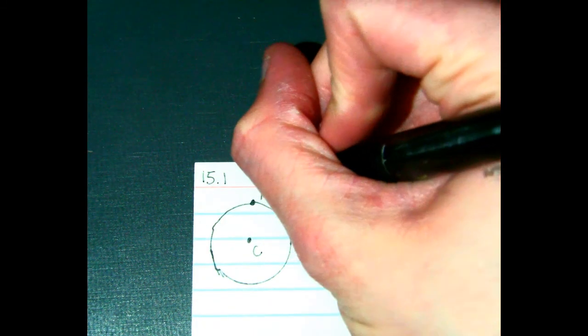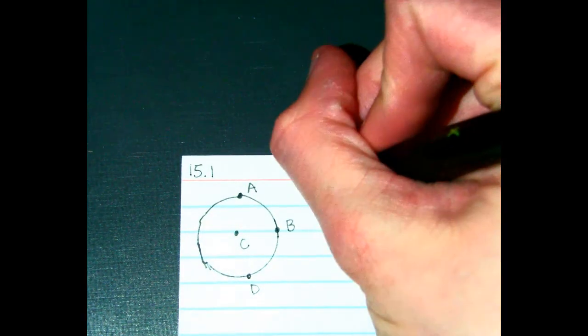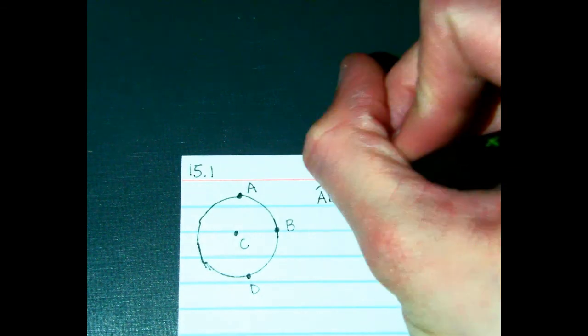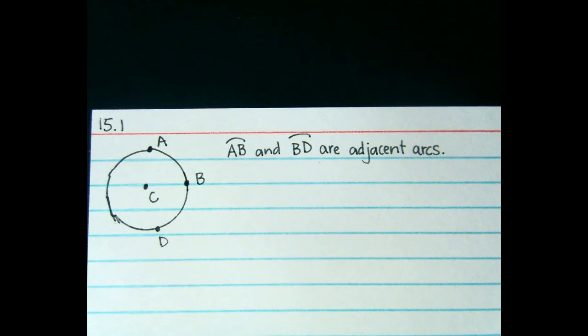C. An adjacent arc, we literally just have, hey, here's an arc AB, and BD is next to it. So AB and BD are adjacent arcs. There's a theorem or a postulate that we'll learn about tomorrow that deals with adjacent arcs, but you gotta know what they are.